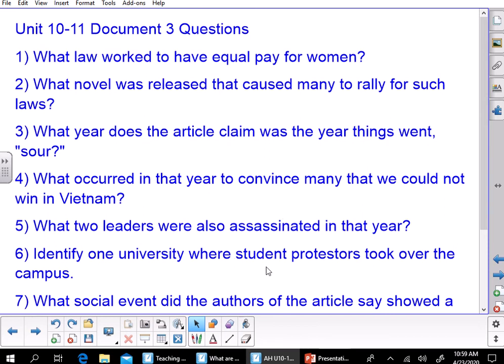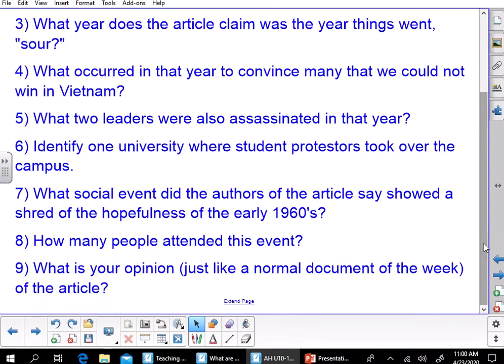Identify one university where student protesters took over the campus. The American example, the first one that comes to mind is Columbia, but you could also say the Sorbonne or Free University. What social event did the article say showed a shred of hopefulness of the early 60s, even though it happened in 1969? And that would be Woodstock.